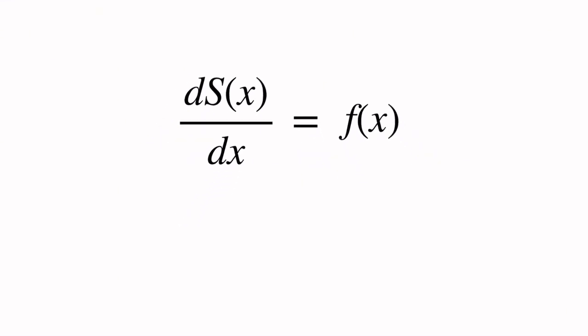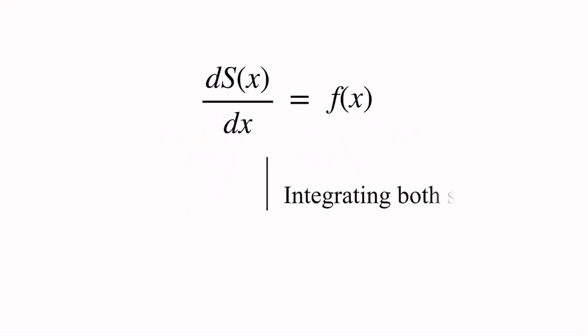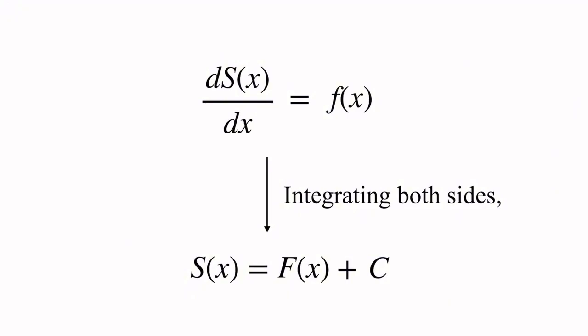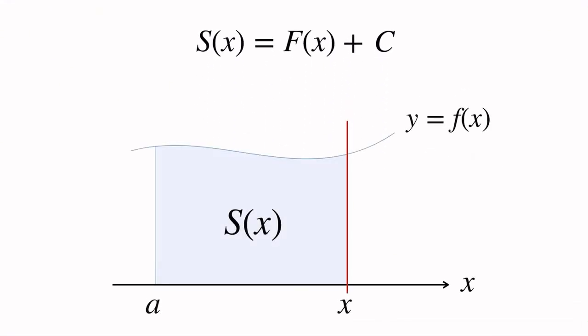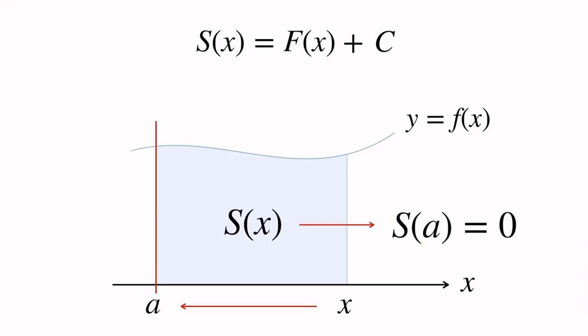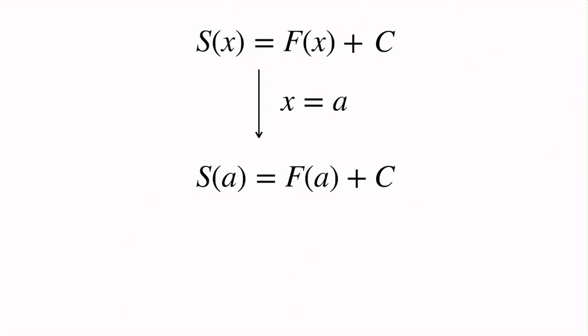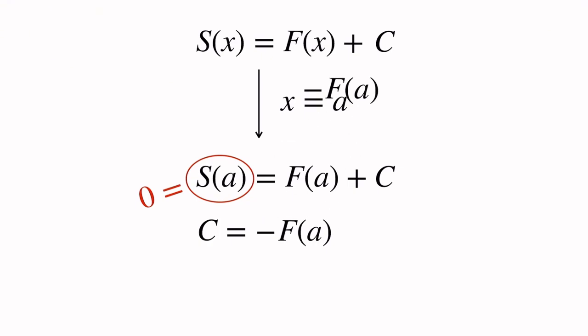Now let's integrate this equation. We obtain S of x equals F of x plus c, where c is a constant of integration. Next, let's determine the value of this constant c. When x equals a, the blue area is clearly 0, so we know that S of a equals 0. Substituting x equals a into the equation, we get 0 equals F of a plus c. This tells us that c equals negative F of a. Therefore, we obtain S of x equals F of x minus F of a.